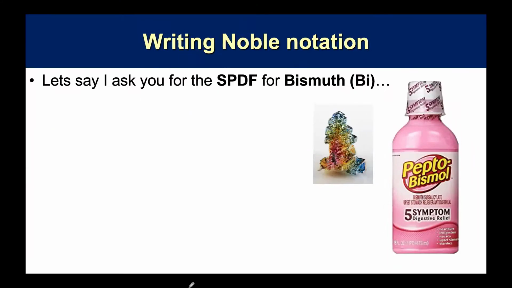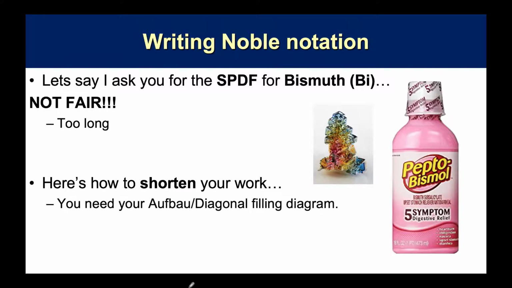So let's say I asked you to write the SPDF electron configuration for bismuth. That is Bi, it is element 83. Now you guys have seen from writing the previous practice questions that once you get deep into the table, the electron configurations get too long. So there is a way to shorten your work. So you will need your periodic table and your Aufbau Matrix, and we're going to just dive right in.